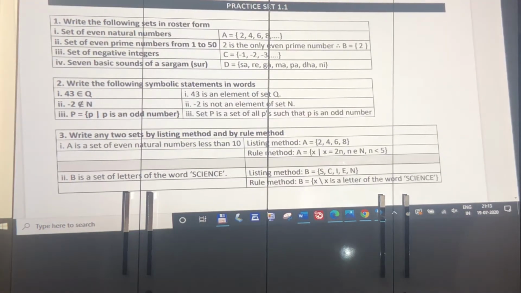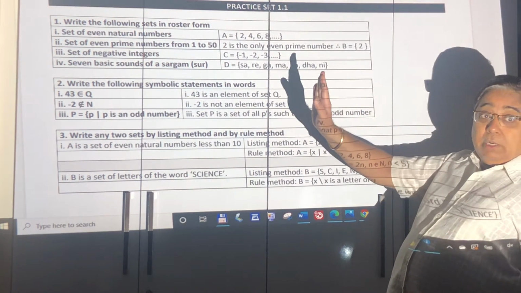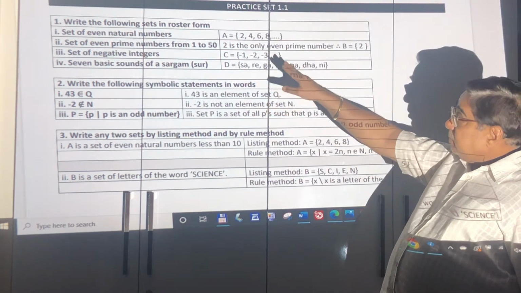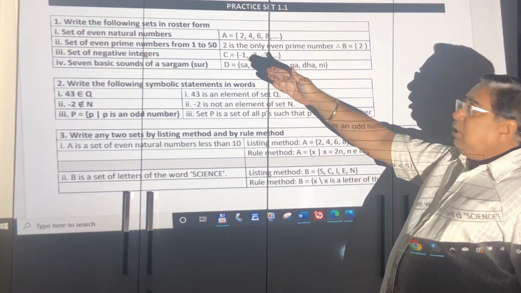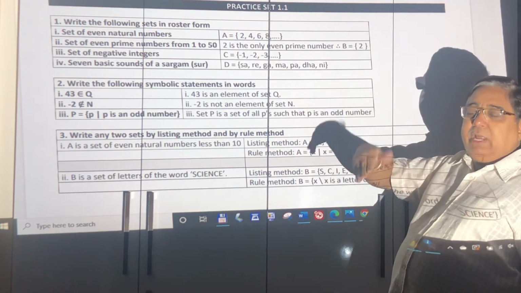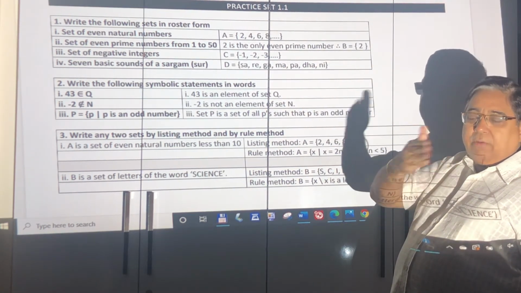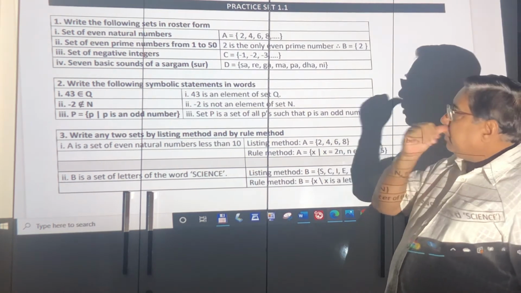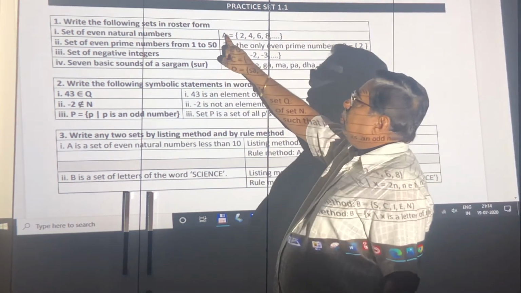Let's see the textbook exercise, since we understood what roster and rule method are. Write the following in roster form. Set of even natural numbers. Set A, you can use any alphabet. It doesn't mean natural numbers are normally N, or even numbers are E. You can use any alphabet. Later on we will see alphabets like R for rational numbers and I for integers. Here you can use anything.